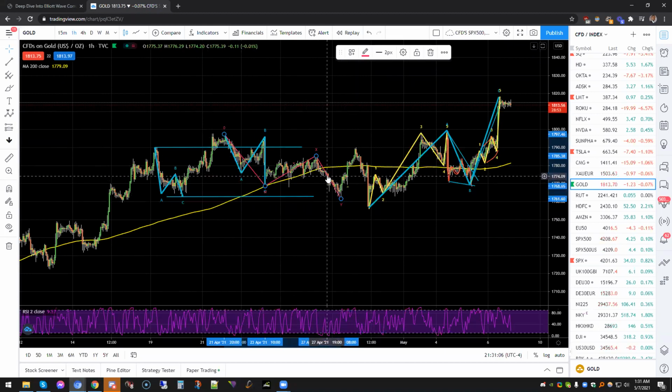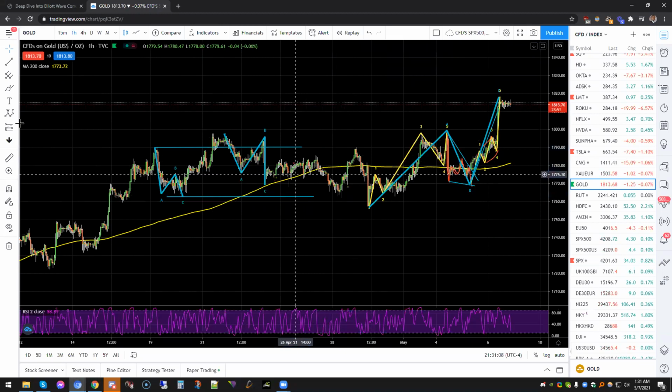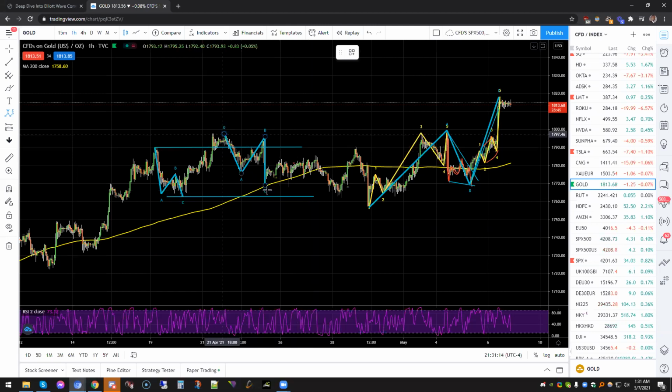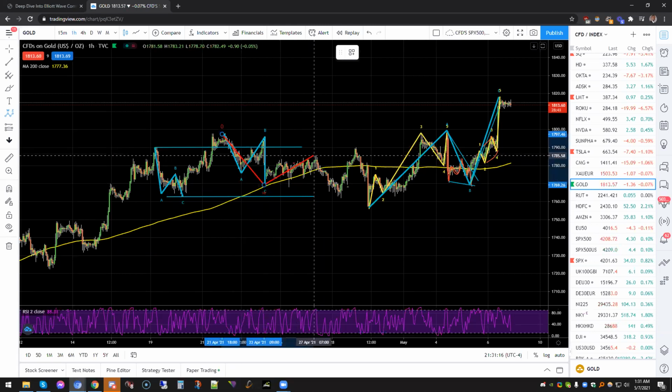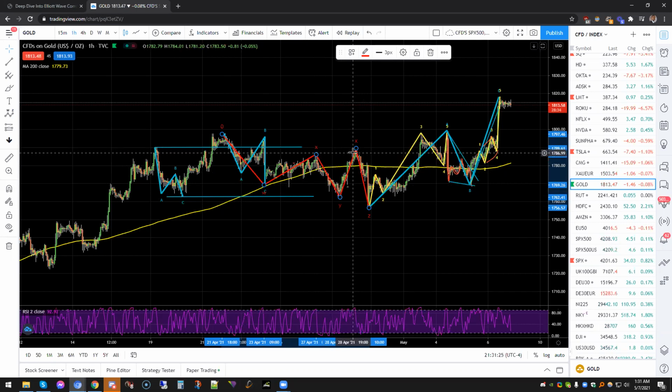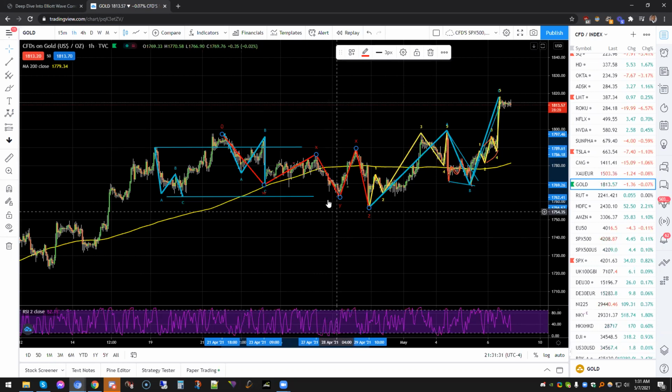So this WXY would now become WXYXZ. So we'd have WXY, and then you got X, and you got Z. Okay, because the X wave is a failed impulse, which is then used as a connector, right?